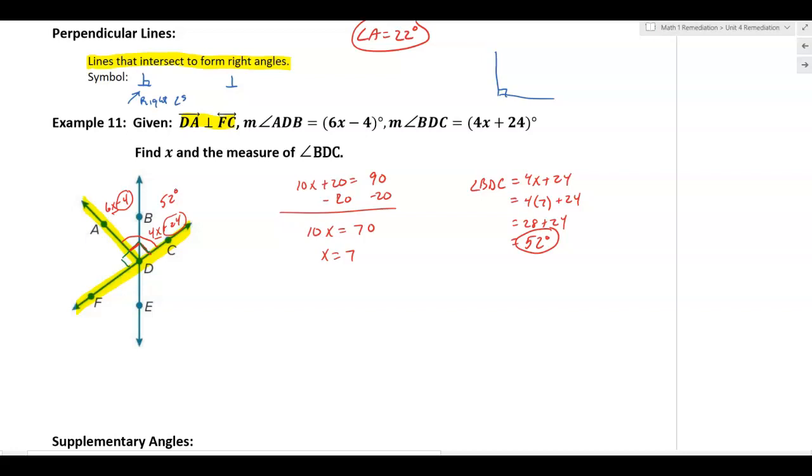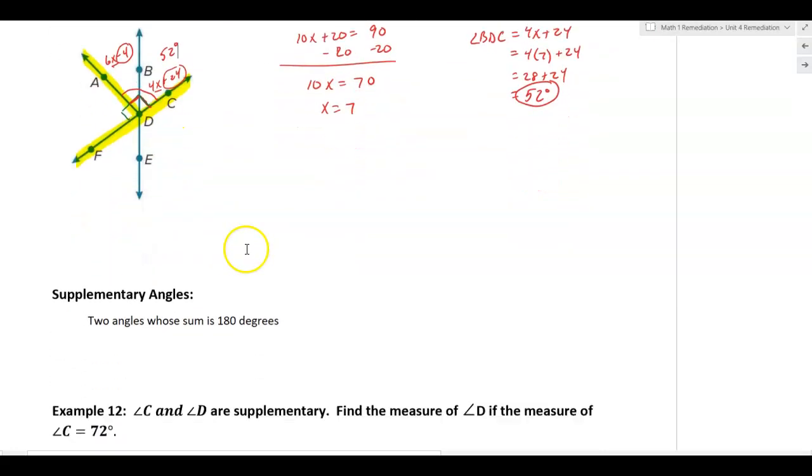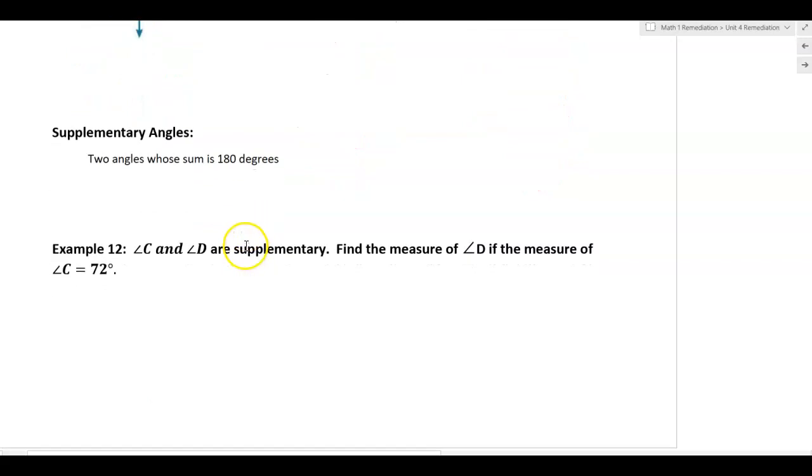Now, if I wanted to find the other angle, I would just do 90 minus 52. Okay? Next, supplementary angles are two angles whose sum is 180 degrees. So you have to commit to memory: complementary angles add up to 90, supplementary angles add up to 180.